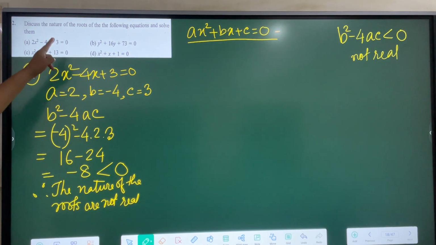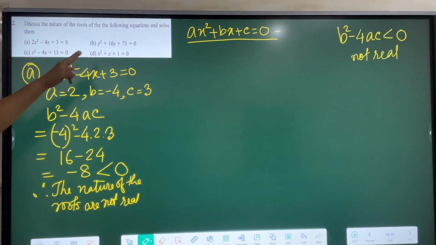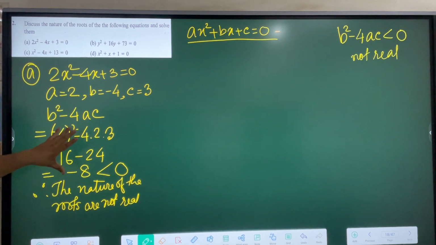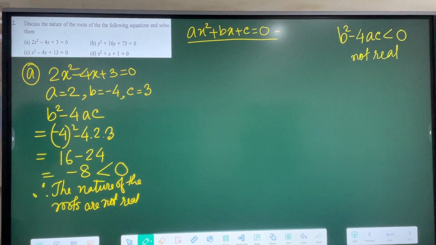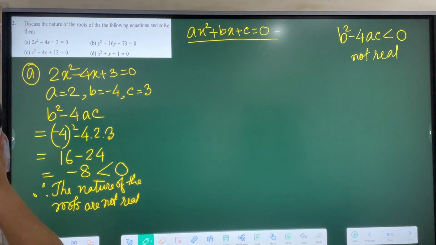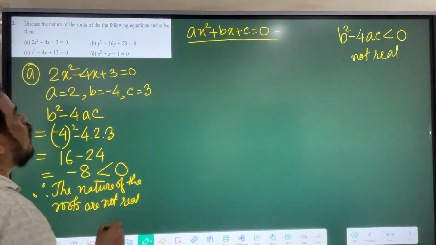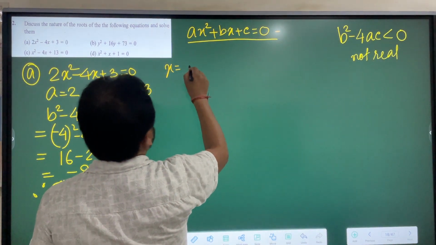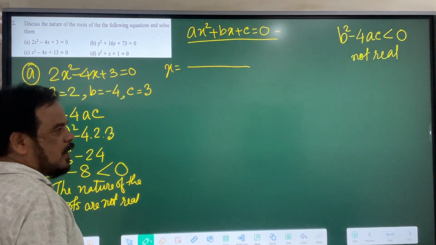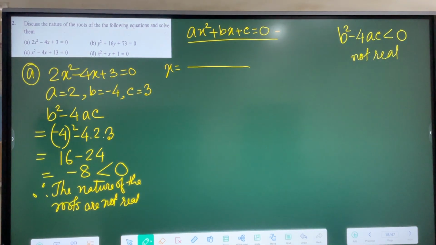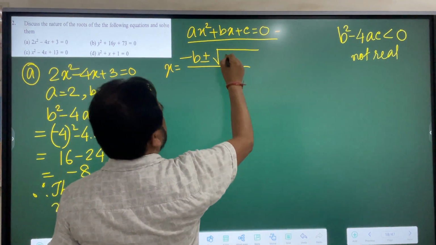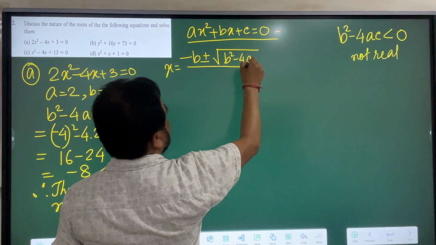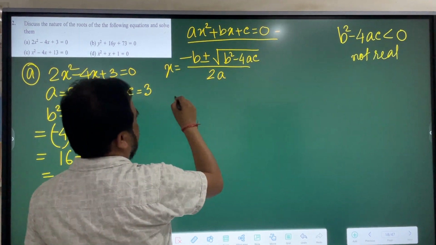After that, the question says, discuss the nature of the roots of the following equation and solve them. That means we have to find the value of x, but not by the factorization method, because we know the formula. What is the formula for solving? Solve means we have to find the value of x, the roots of the equation. Minus b plus minus square root of b square minus 4ac by 2a. This is the formula.